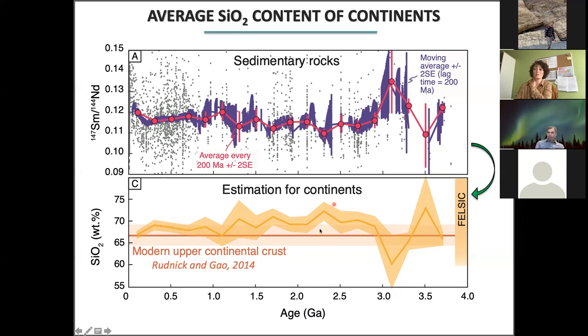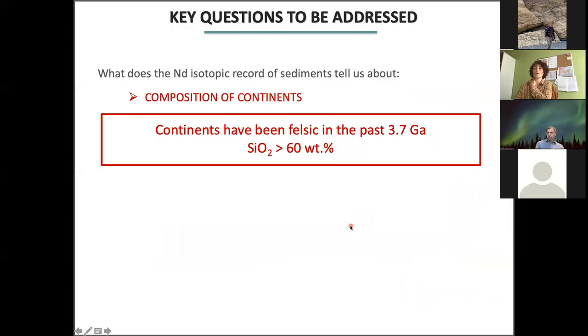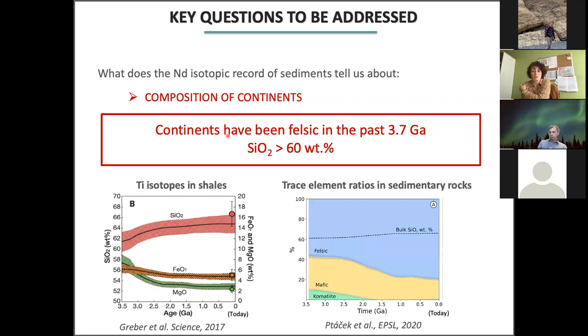There is no significant transition from a mafic crust at the end of the Archean. And so the neodymium isotopic record of sediments basically tells us that continents have been felsic for the past 3.7 billion years. So this is in good agreement with the results of Greber et al., using titanium isotopes in shales, where there is only a small variation in the silica content of the crust through time. And it is also in good agreement with more recent work that re-evaluates the trace element ratio as a proxy to determine the composition of the crust. And they show that basically there is not a lot of variation in the silica content of the crust through time.